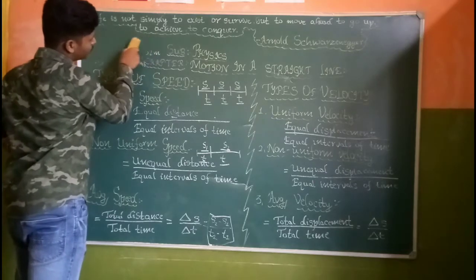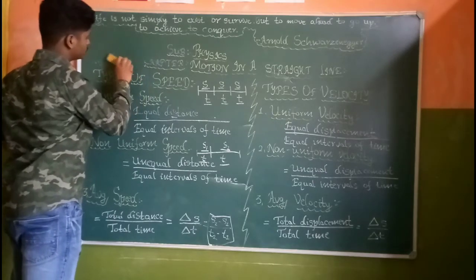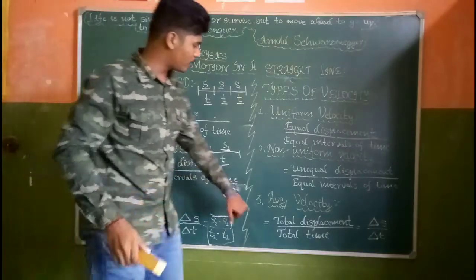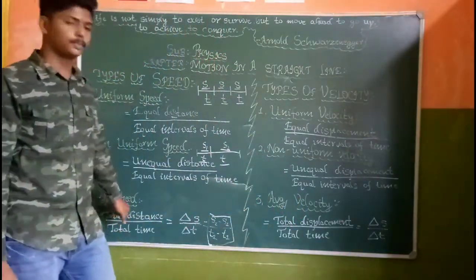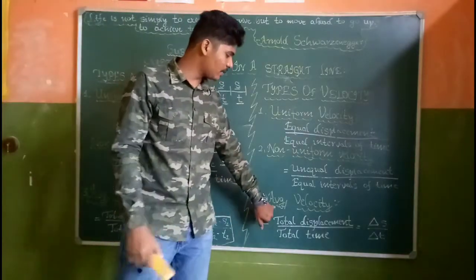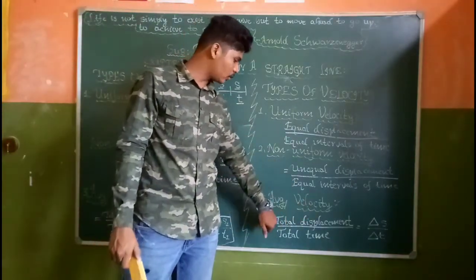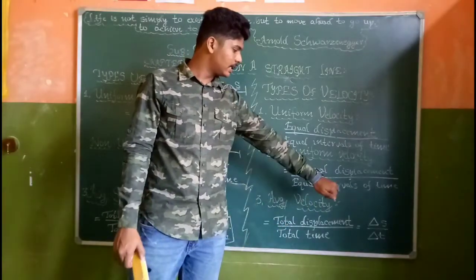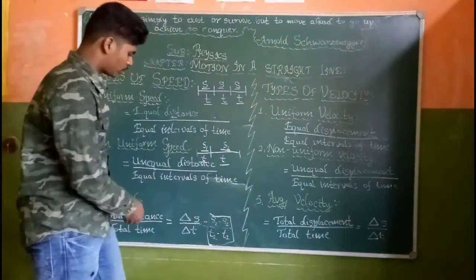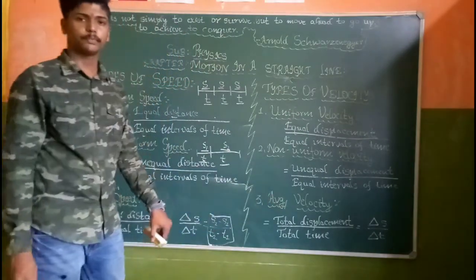Let us see the third type of velocity now. The third type of velocity is average velocity, the same as average speed. Average velocity is defined as total displacement covered in total time, that is delta s by delta t. So this formula holds good for that also.